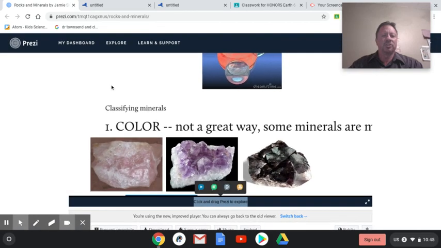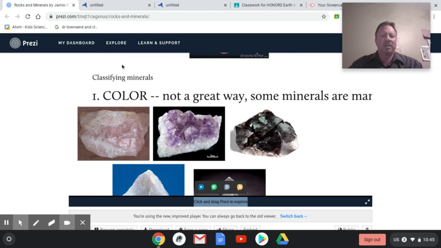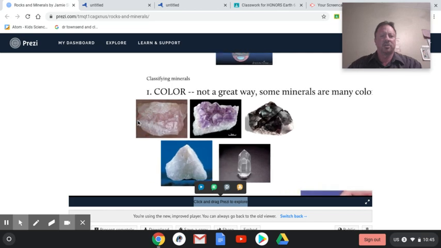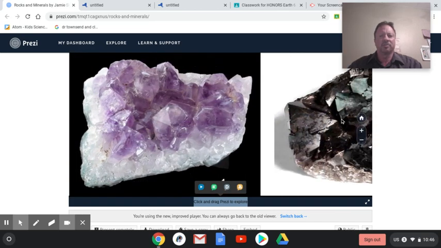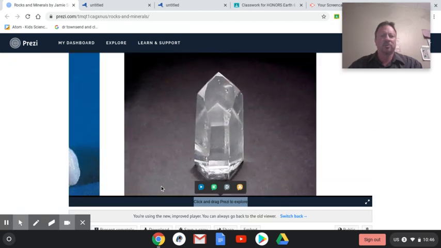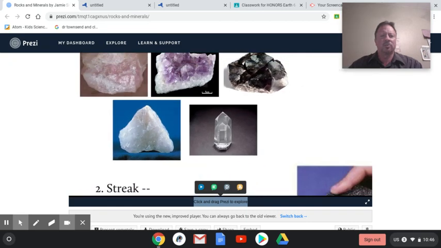One way, but which is not a great way, is color. Okay, mainly because color, you can find many different colors for the same mineral. These are all pictures of quartz. Okay, look at all the different types of quartz. We've got rose quartz, we have something called amethyst, we have something called smoky quartz, you have a very beautiful clear quartz, you have an opaque quartz. So these are all different kinds of quartzes.